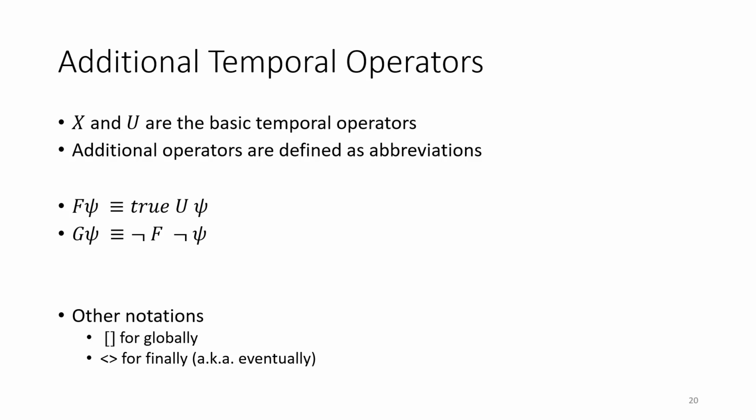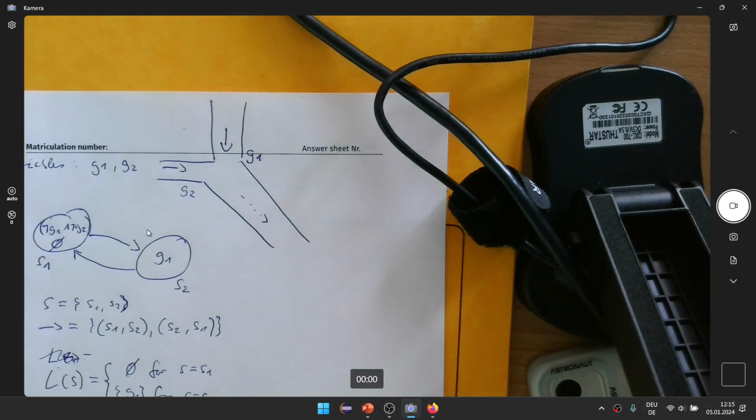What does that mean? If we say eventually not psi, this means that at some point in the future, psi will be false. If that doesn't happen, it means that psi is never false in the future. So psi always holds. That's the globally. Globally is always. So psi always holds. So what would be a nice property for our traffic light system here that we would express with globally?